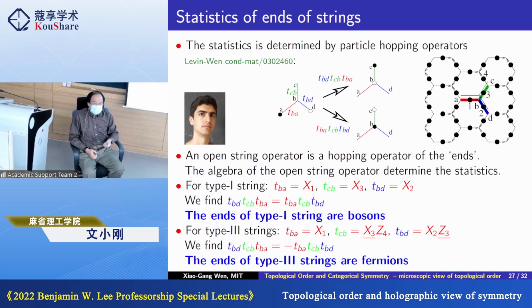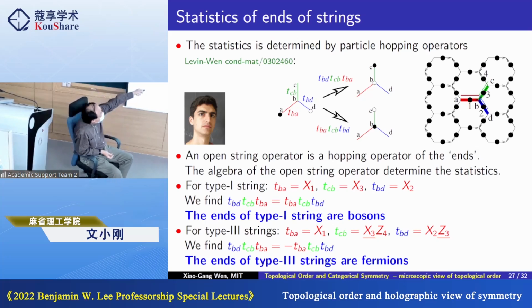Then there's a point of view that actually the statistics of a particle is encoded in this hopping operator. If you know the hopping operator, then you can construct their algebra. This algebra tells you what the statistics is. So the idea is really this.